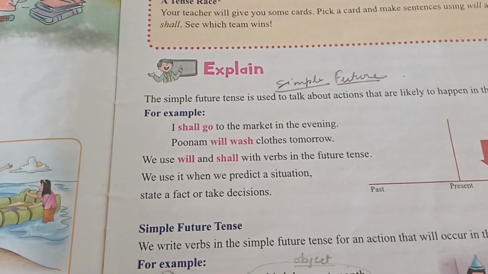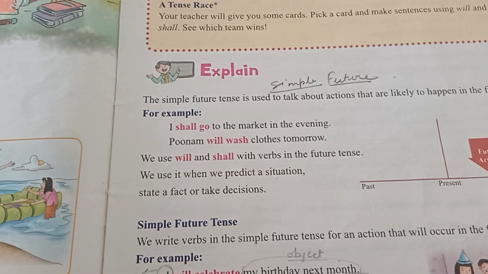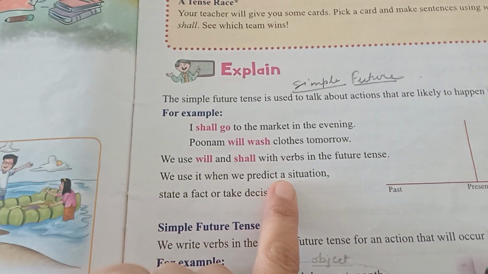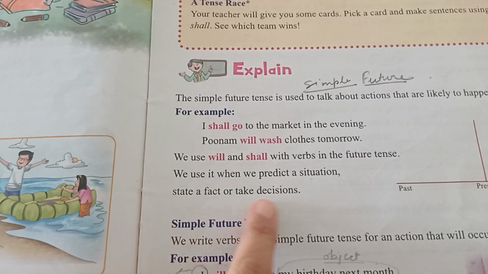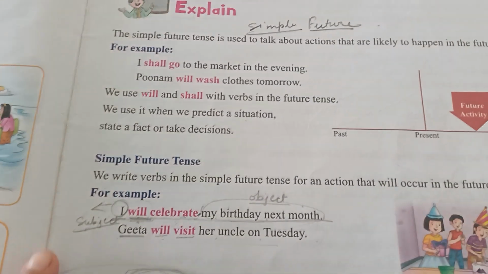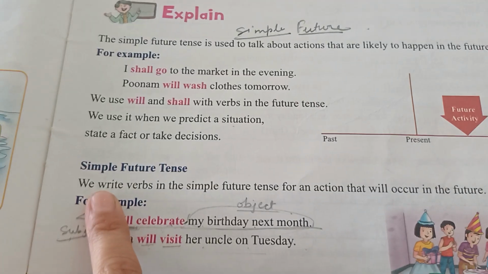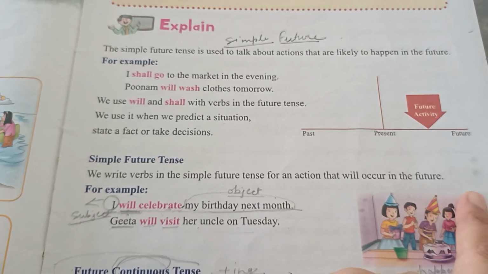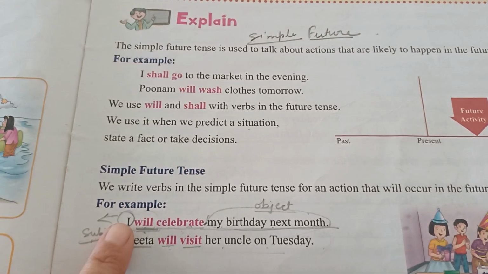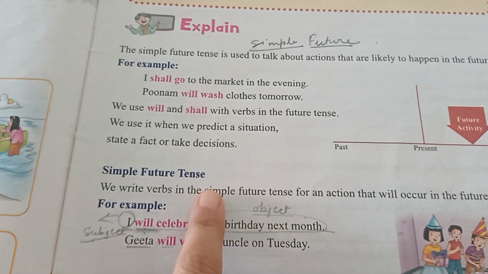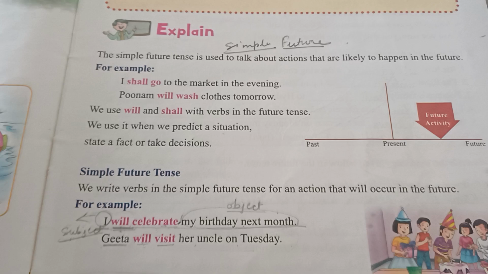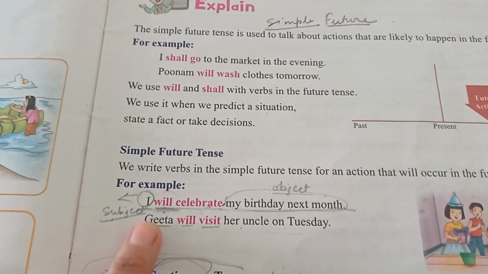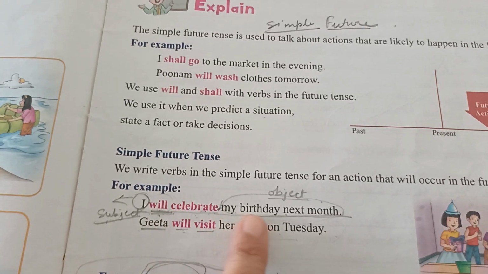And when we use will and shall, we use them with the verb in future tense. We use it when we predict a situation, state a fact, or take decisions. Here another definition of simple future tense is given. We write the verb in the simple future tense for an action that will occur in the future. As I said before, in future tense the action is likely to happen in the future, not in the present time. An example is: I will celebrate my birthday next month.